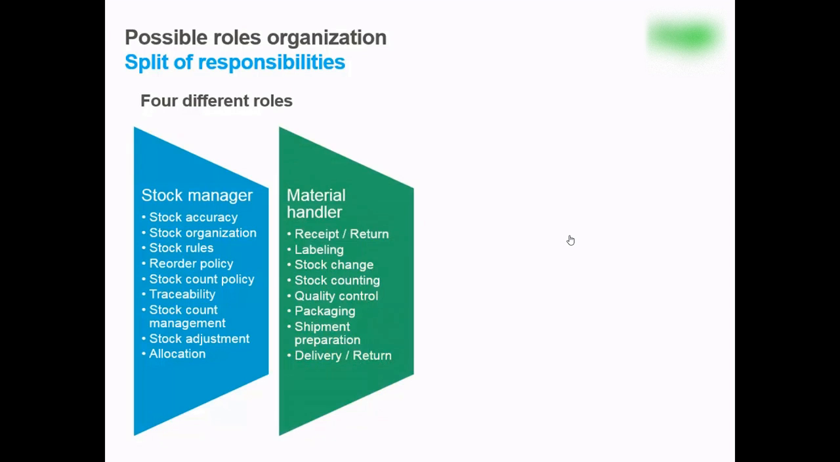Now, there's also the role of material handlers, who feed the system by entering stock transactions such as supplier receipts and returns, location and status changes, delivery and customer returns. In addition, they contribute to the main stock processes, including stock count, quality control, packaging, and shipment preparation. Finally, they ensure the stock identification by labeling each stock received.